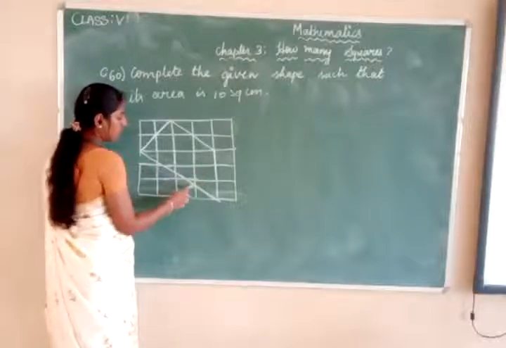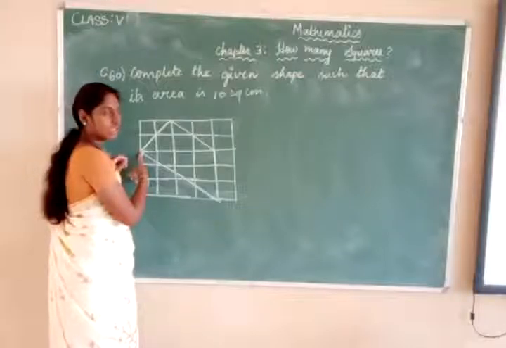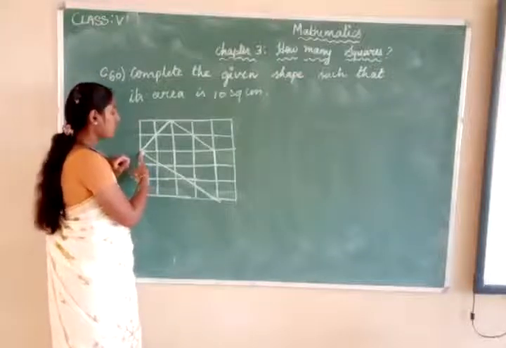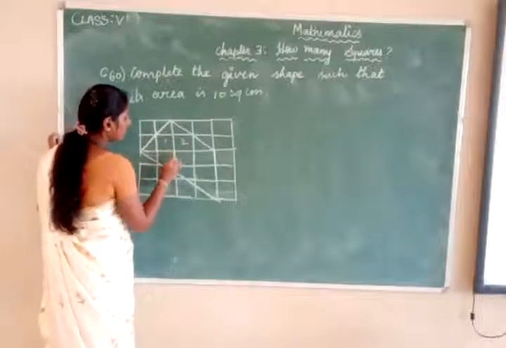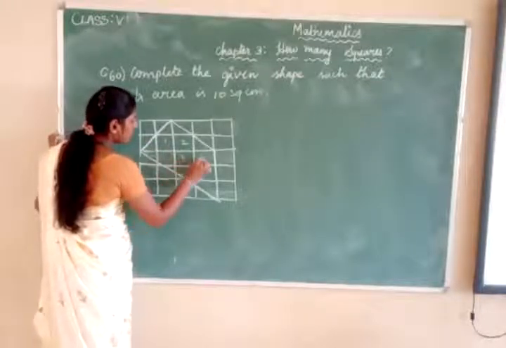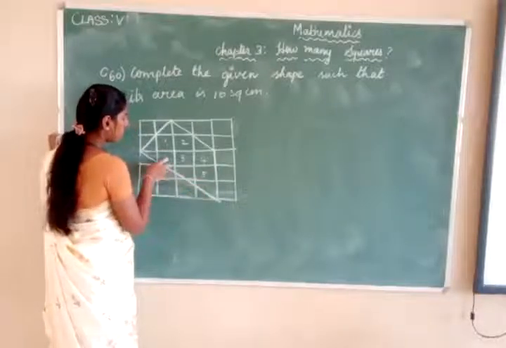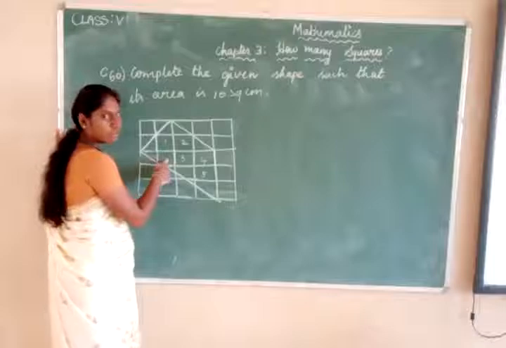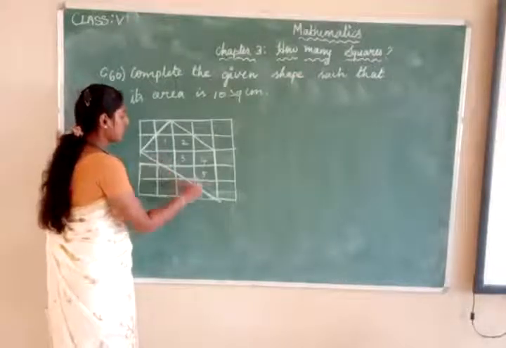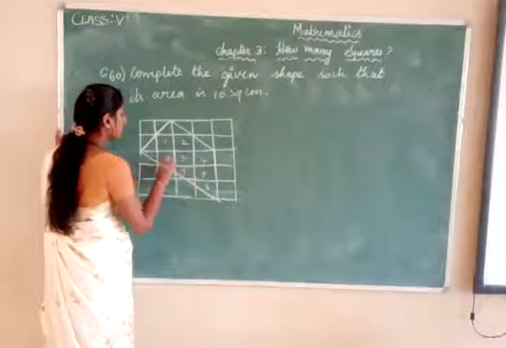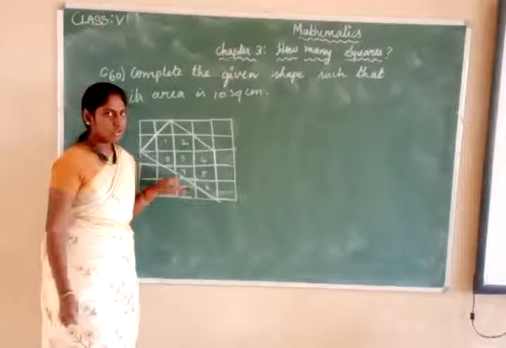And all these are less than 1 square. Sorry, less than half square. So you have 1, 2, 3, 4, 5 full squares. 1, 2, 3 more than half. So this is equal to 3 full squares. So 6, 7, 8. Then these two will make 9 and these two will make 10. So totally the area is 10.